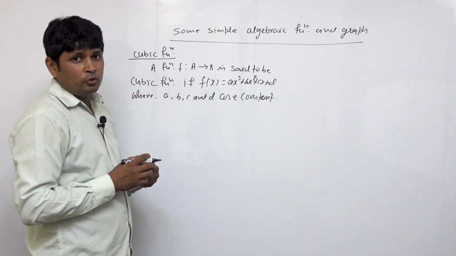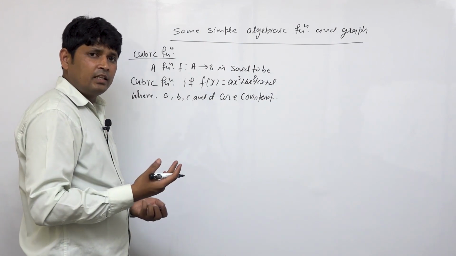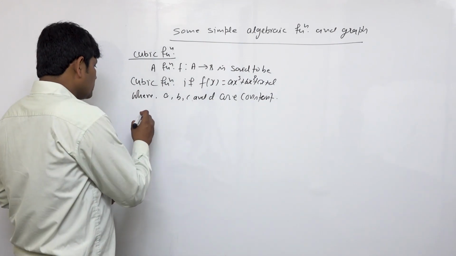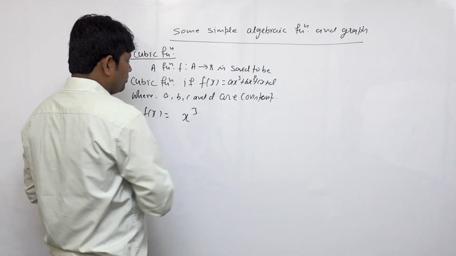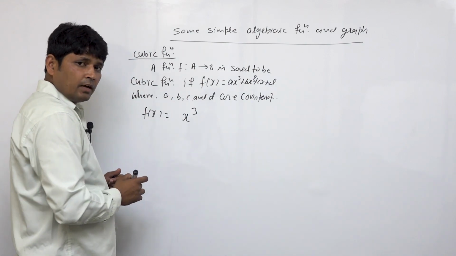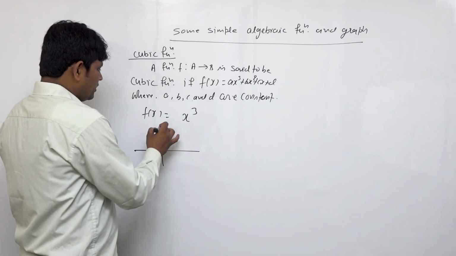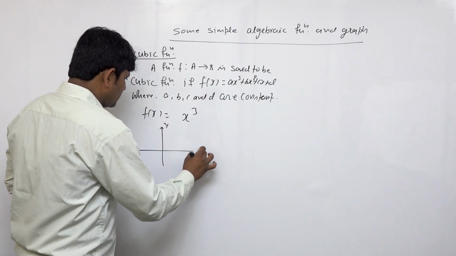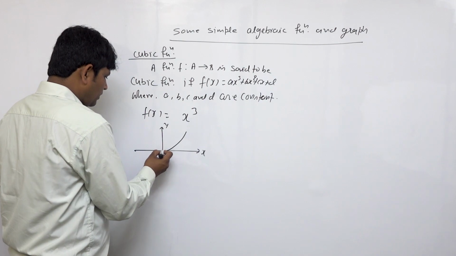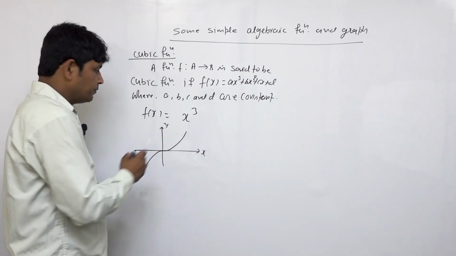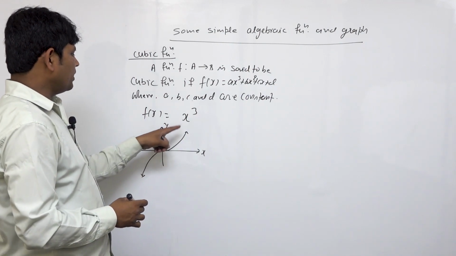So what is the nature of the cubic function? Let's see some examples. If the power of x is 3, then you can say this is a cubic function. Suppose f(x) is equal to x cube. What is the nature of the graph? This is the y-axis, this is the x-axis, and the graph will go this way. So this is the format of a cubic function.